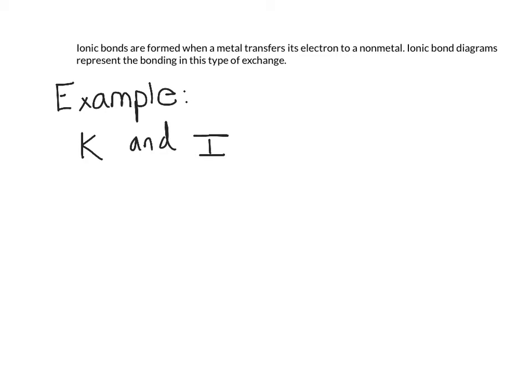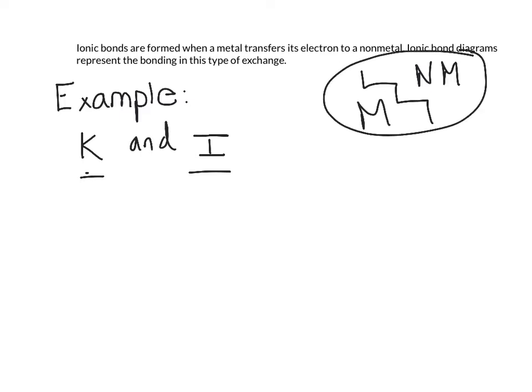So I'm going to start with an example and show you what we're going to do. You'll notice I have potassium, which is a metal, and iodine, which is a nonmetal. Remember, I know that because if you find that step line, metals are always to the left of the step line and nonmetals are always to the right of the step line on the periodic table. So make sure you're paying attention to that.